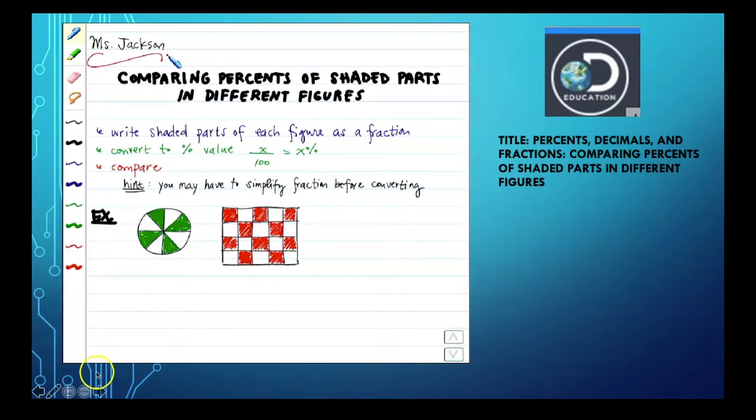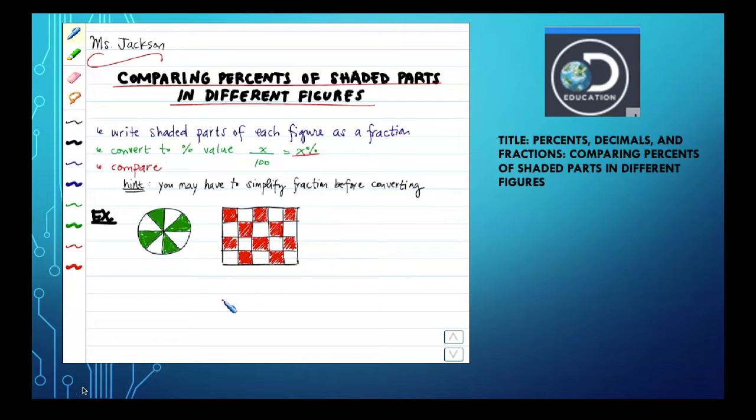Hey guys, it's Miss Jackson. I'm here to help with problems that deal with comparing percents of shaded parts in different figures. Now we want to write the shaded parts of each figure as a fraction. Remember, we have the number of shaded parts over the number of total parts. Then we'll convert to our percent value, and to do that we want a fraction with a denominator of 100. Whatever we have in the numerator becomes our percent value. And we'll compare. Now we're comparing percent values, not the size or amount of shaded parts. And here's a hint, you may have to simplify a fraction before converting.